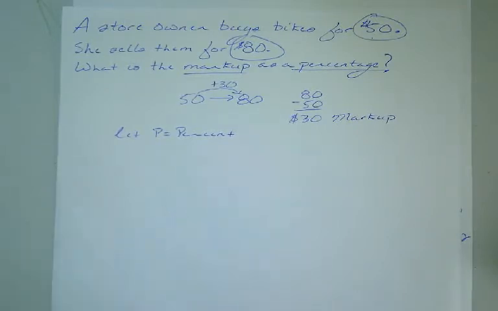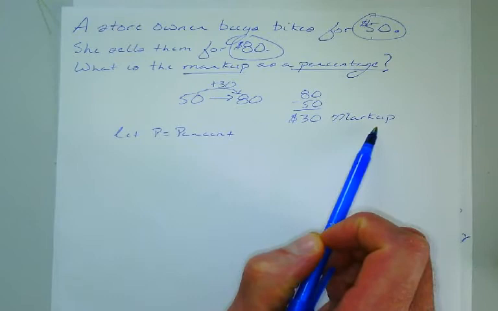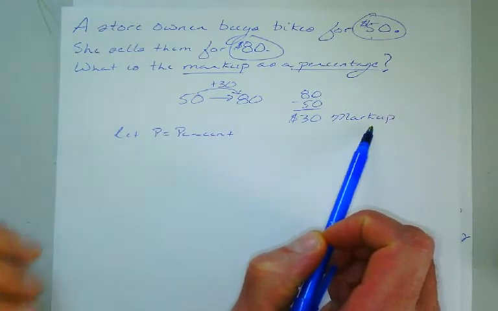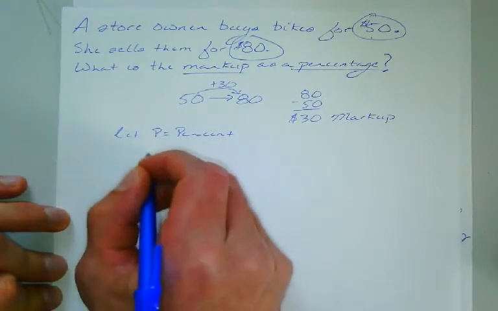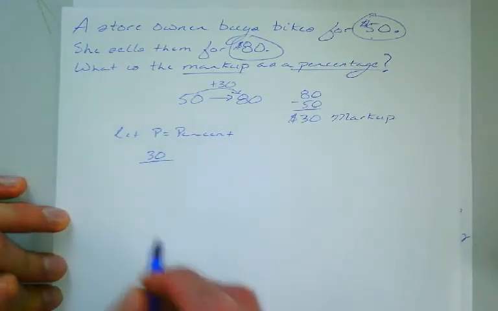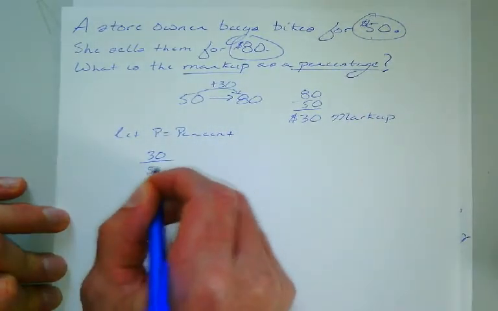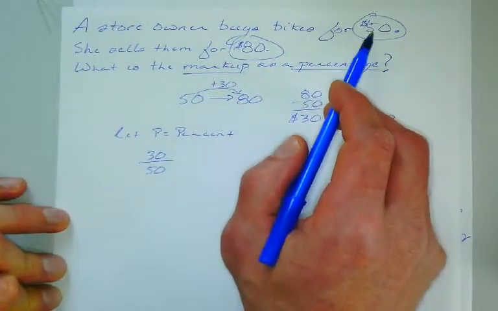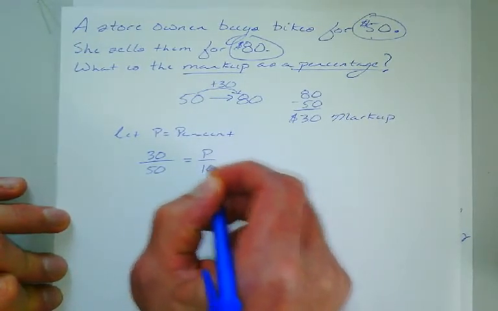Now you've got to remember what our parts are. Parts are made up of markups, taxes, discounts, commissions, among other things. All right, so our part is $30. So we have 30 over the whole, which is our original value, which is 50. Don't make the mistake and use 80. The original value is 50 equals P percent all over 100.